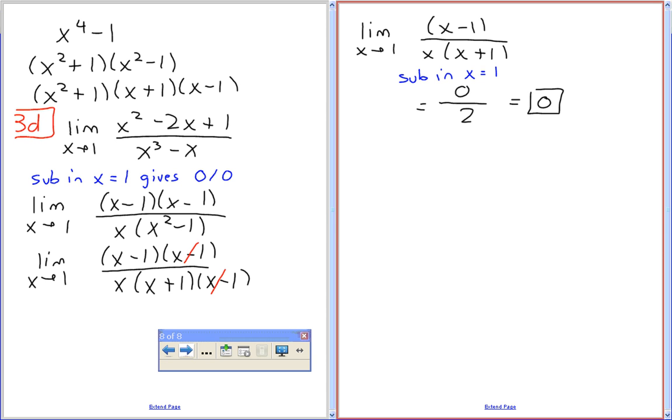Is it okay to have a limit of zero? I say yes, a limit of zero is okay. There's no problem with that. Okay, you just can't have a limit of infinity or zero over zero.